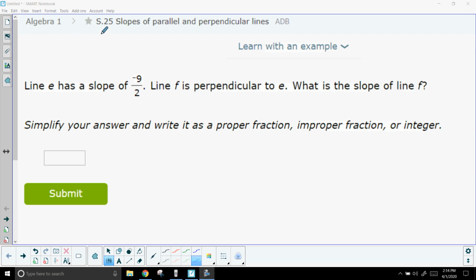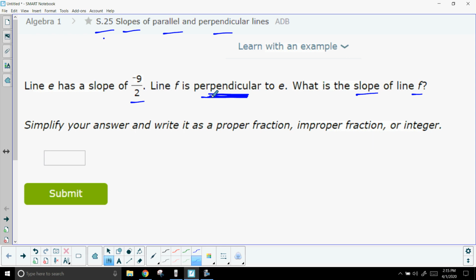Hey guys, I'm going to go over this standard on IXL. S.25 talks about slopes of parallel and perpendicular lines. So, for example, if line E has a slope of -9/2 and line F is perpendicular to E, what is the slope of line F?